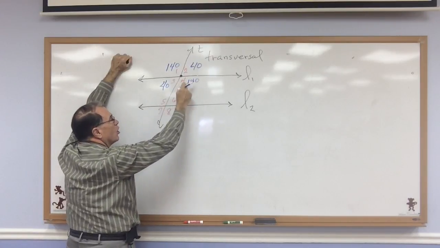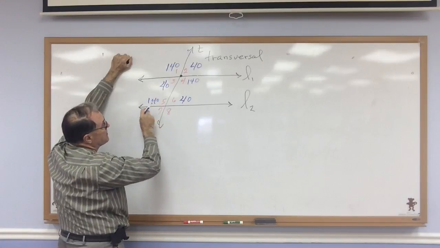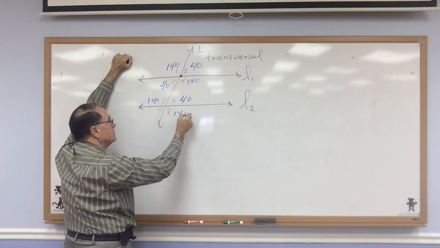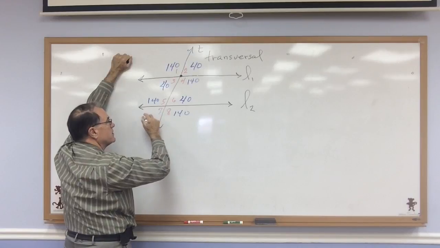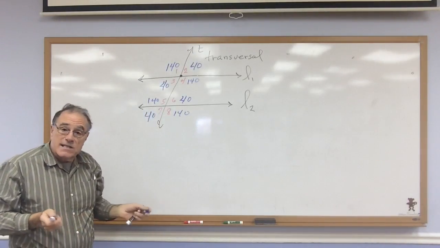4 and 5 are alternate interior, so 5 is 140. And then 8 is 140. And then 6 and 7 are the same, and 7 is 40. That's how we would do it.